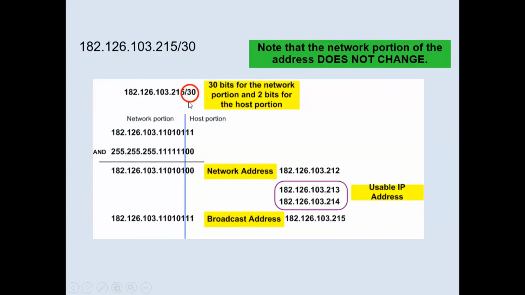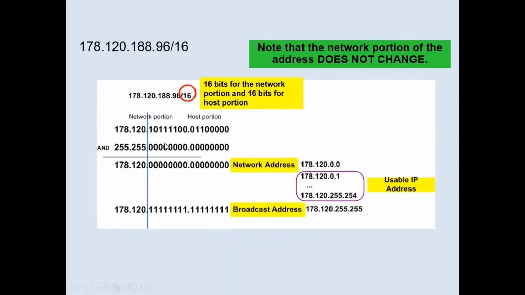So if we look here, /30 means there are only 2 bits left for the host portion. So all zeros will give you the network address, all ones will give you the broadcast address, and in the middle between the network and broadcast address, you have the usable IPs. In this case, because it's /30, there are only 2 usable IPs. And this is usually used for the connection between routers because they only need 2 IP addresses, 1 on each end. So you don't need to use a lot of IP addresses here.